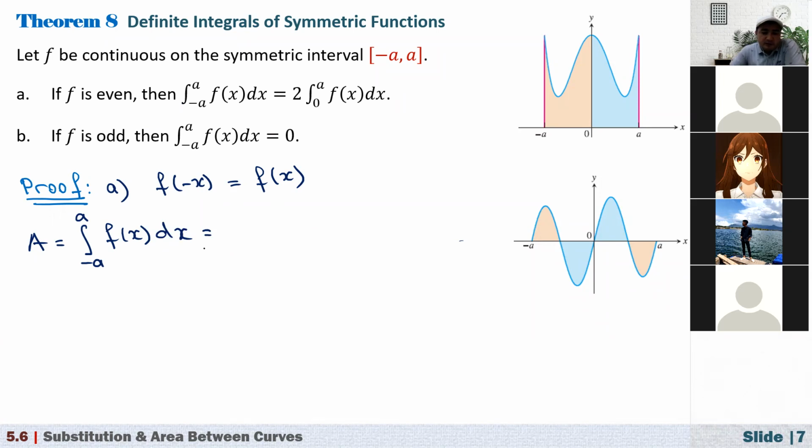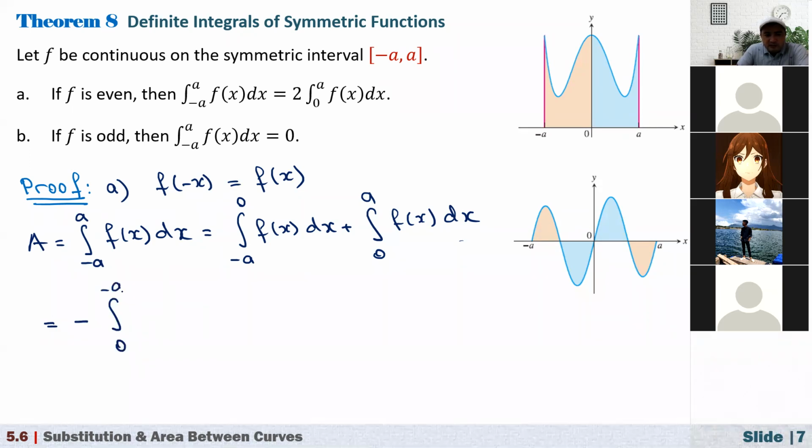By using the property of the integral, I can just divide this into 2. I can evaluate this as the integral from minus a to 0 of f of x dx plus the integral from 0 to a of f of x dx. Now for the first one, I can interchange the limits. If we interchange the integration limits, we also have to put minus, right? So here we have minus the integral from 0 to negative a of f of x dx plus the integral from 0 to a of f of x dx.